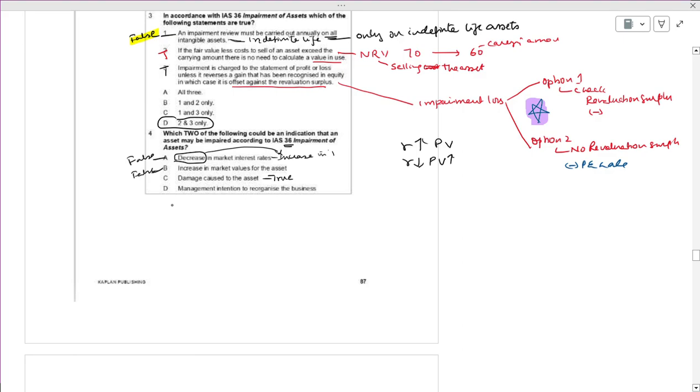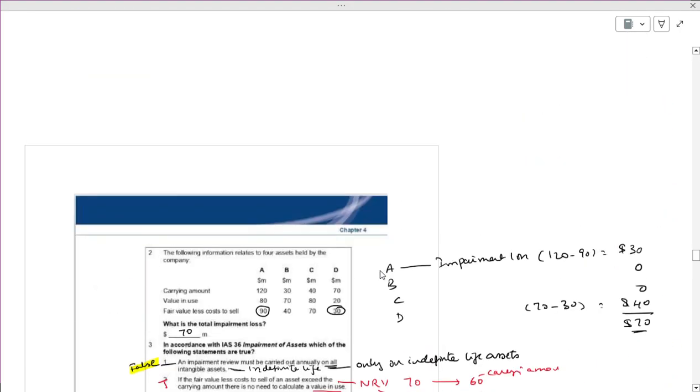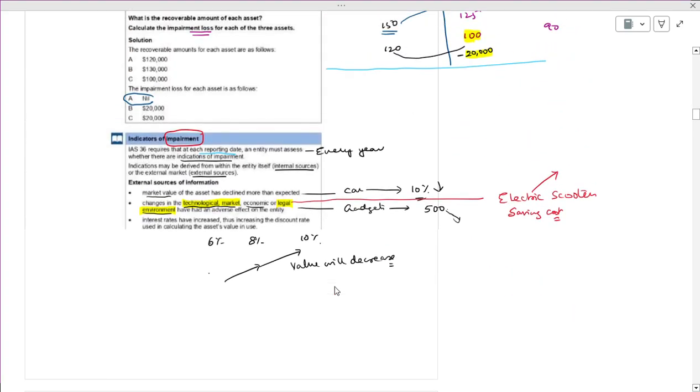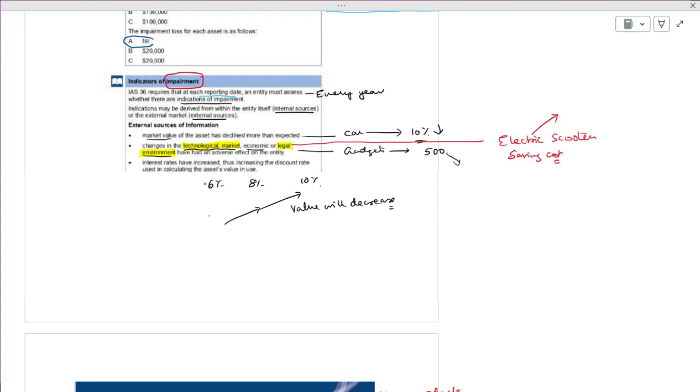Rules are there. Okay. Management intention to reorganize the business. One minute, I will go to the beginning of the chapter. There are internal factors and external factors, the indicators of impairment. See the thing. Market value of the asset has been declined. Changes in technology. Interest rates increased, it is not decreased. Increased rate, then it is an impairment.